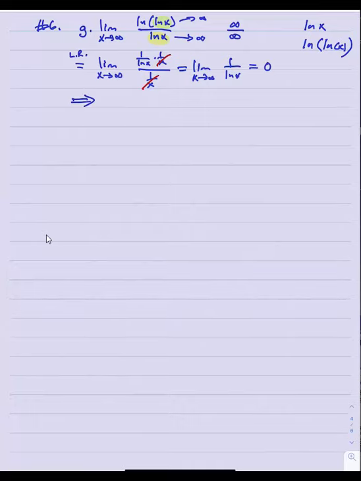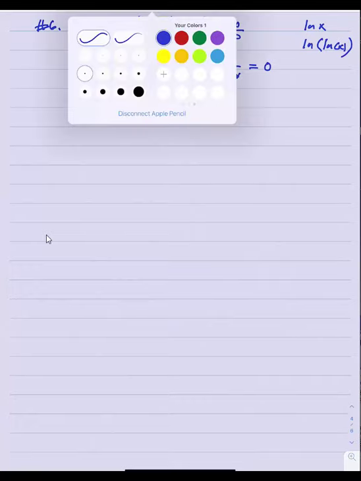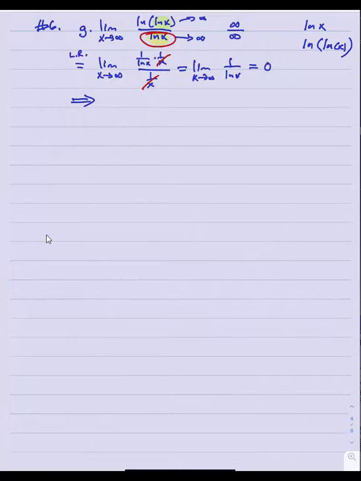Okay, what does it mean when I get a limit of 0? It means that the bottom function, the denominator, is the faster growing function. Again, think about what happens in a fraction. The only way that fraction is going to approach 0 is that the denominator is growing faster than the numerator, so that it outpaces the growth of that numerator. So in this case, I'll say ln of x grows faster than the ln of the ln of x.